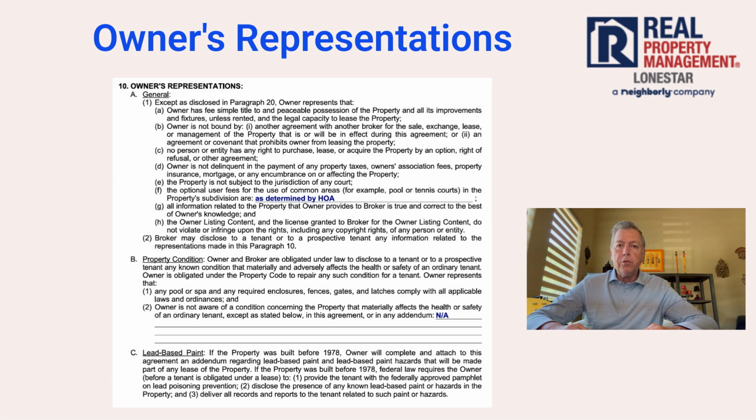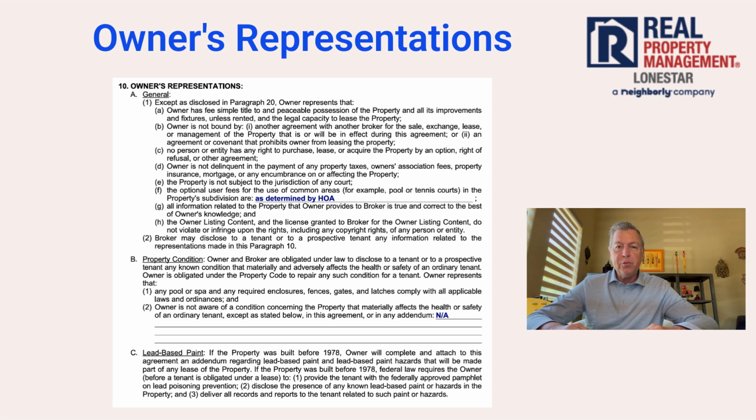Let's go over what the owner is responsible for disclosing in the property management agreement. This section is called Owner's Representations. By signing the agreement, you're confirming a few things about the property and your legal status as the owner. Here's a summary. First, you confirm that you have full legal ownership of the property, what's called fee simple title, and the right to lease it out. You're not under any other agreement that would prevent us from leasing it on your behalf.